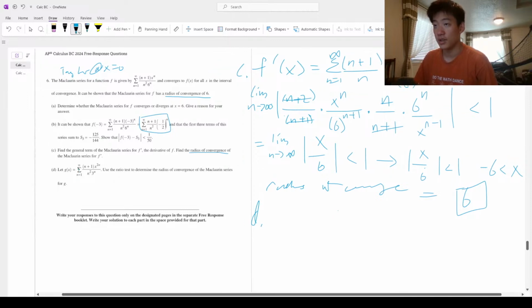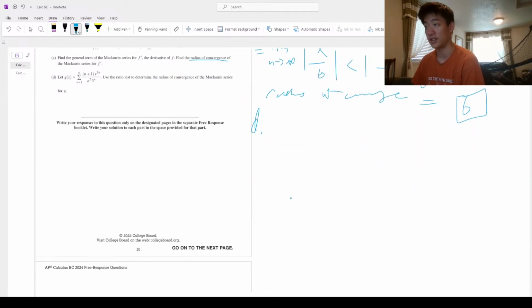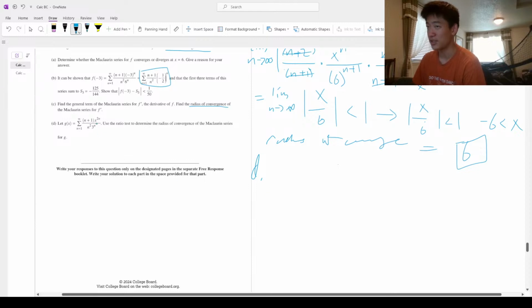Let g of x equal this thing. Use the ratio test to determine the radius of convergence. Okay, just another radius of convergence, not anything absolutely insane, although this does look pretty crazy. Now we have x to the 2n. This is a completely different function. So, limit as n approaches infinity.